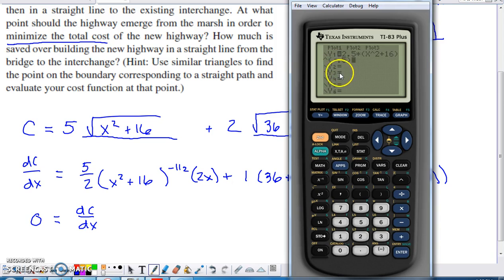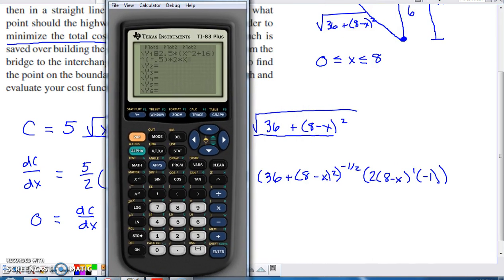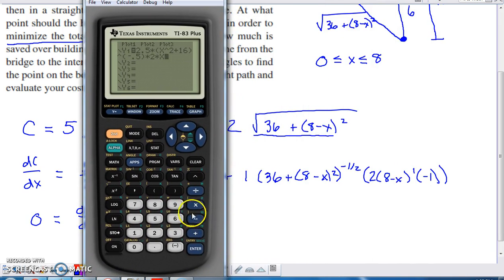And notice how that exponent is in a set of parentheses. And then I need to multiply that by this 2x right here. And then I'm going to add to that, let me move my calculator over so we can see the rest of this derivative. I'm going to add to that, I don't really need the 1, so I'm going to add to that a 36 plus, new set of parentheses.